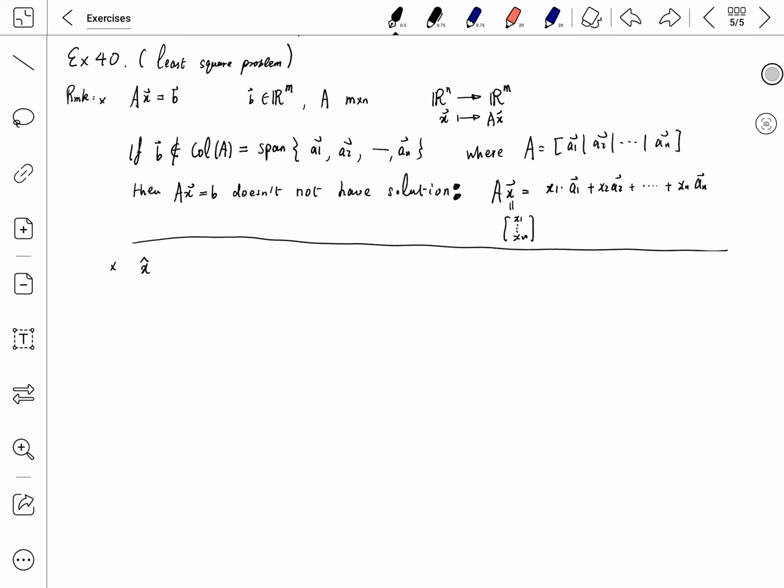So x hat is called a least square solution if, although Ax hat does not equal b, its difference with b, and you take the norm, which means in our case the dot product, is less than or equal to all the other possible choices.